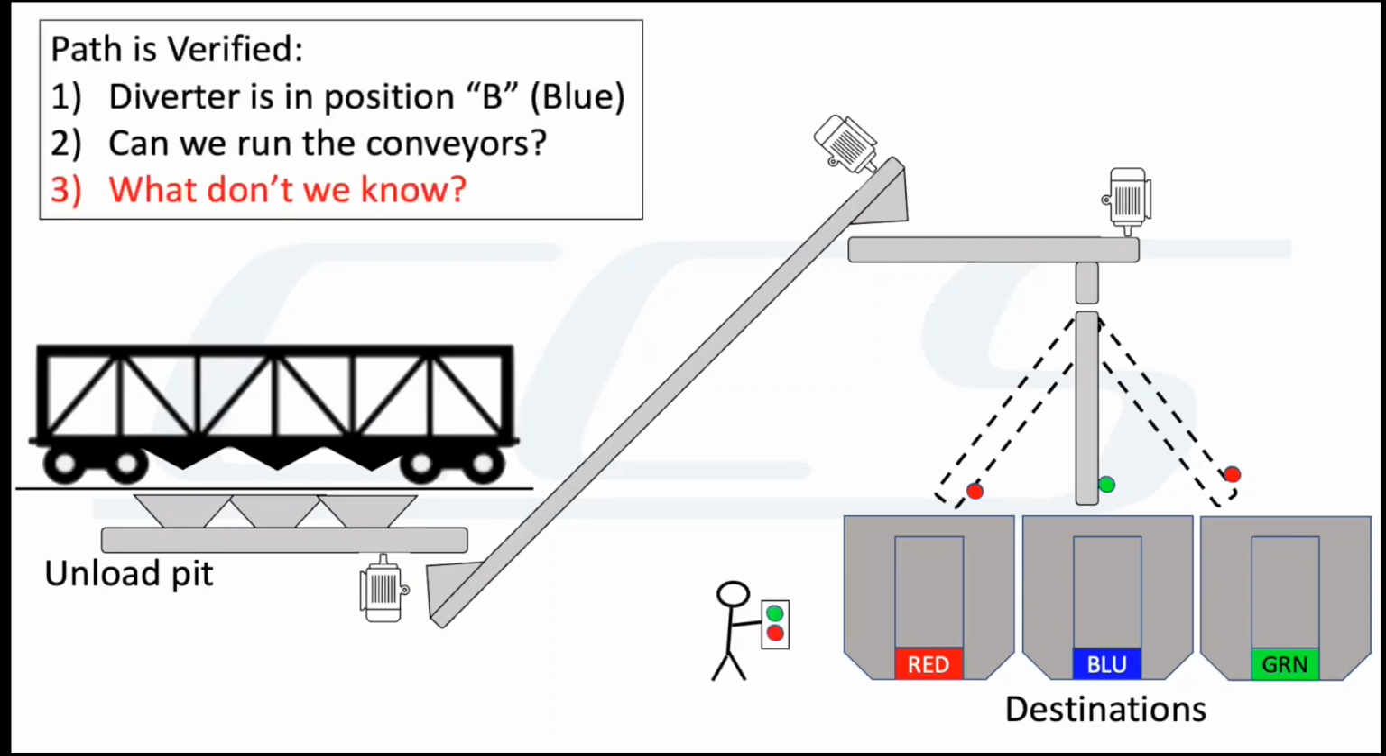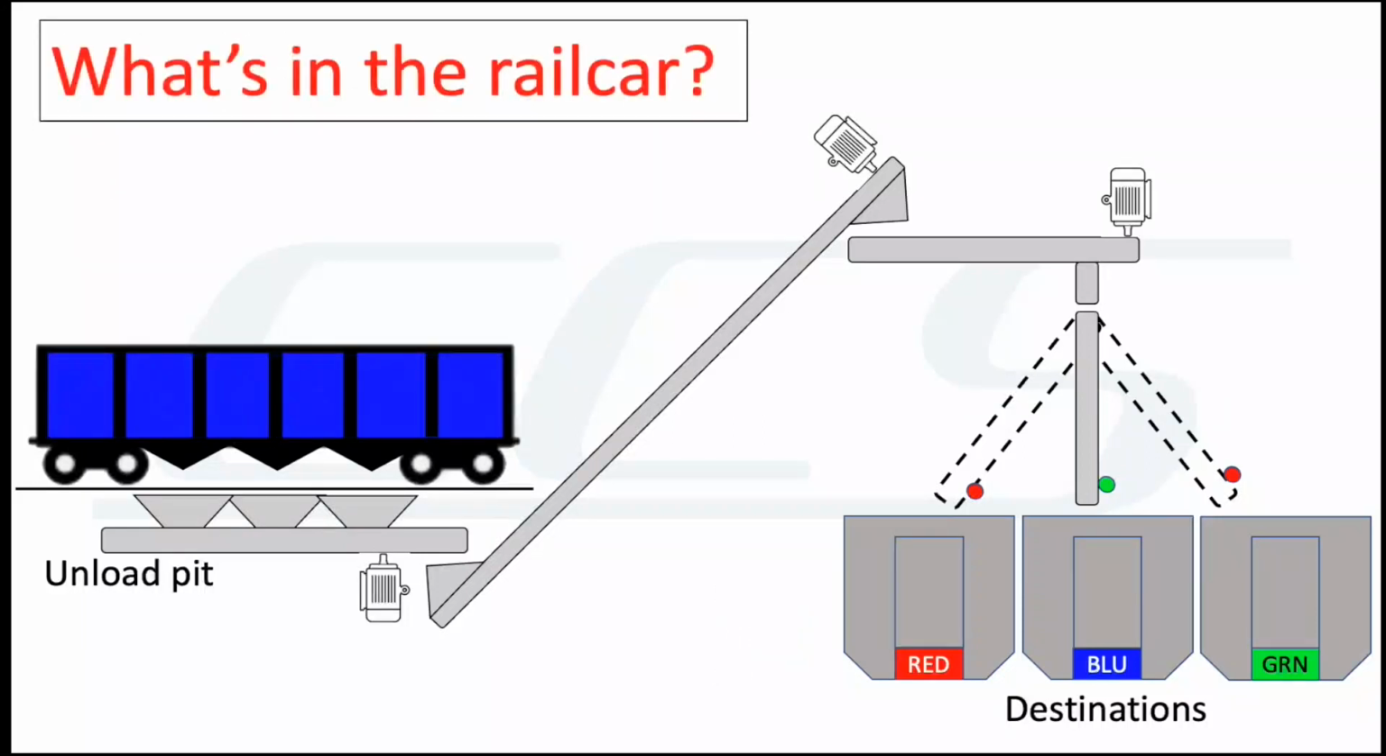So here's the problem. What don't we know? What can't we confirm? We've confirmed things like limit switches. We know the diverter's in the right place and everything. Well, what we don't know is what's in the rail car. Is it the blue pellets? Is it the red pellets? Is it the green pellets? We just don't know. It's not obvious from outside the rail car.